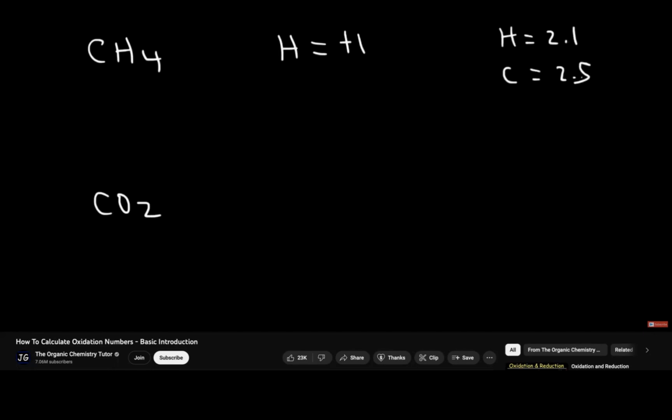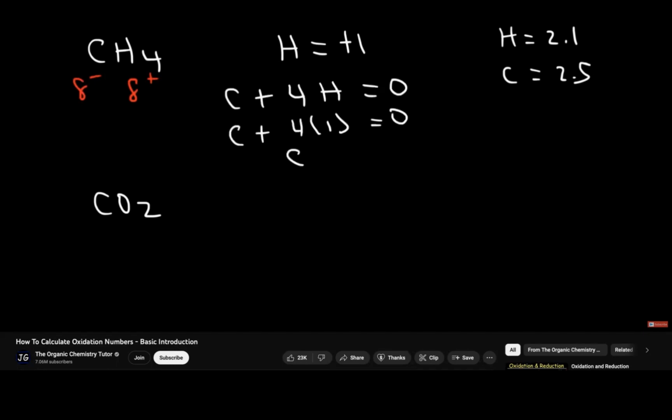Now try these two examples, methane and carbon dioxide. In methane, hydrogen has a positive 1 charge. Hydrogen is less electronegative than carbon, so it's going to be partially positive. Carbon is going to be partially negative. So solving for carbon, we have C plus 4H is equal to 0. So that's 4 times 1. So C is negative 4.